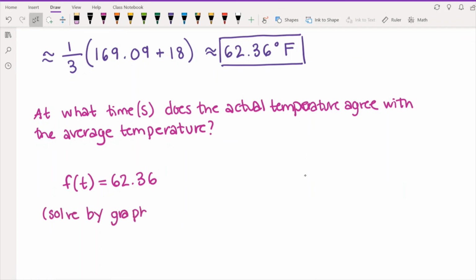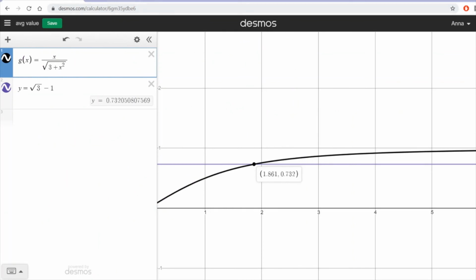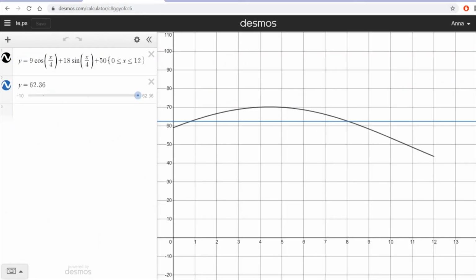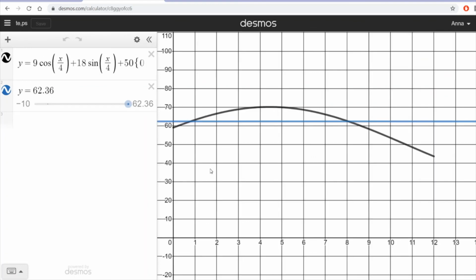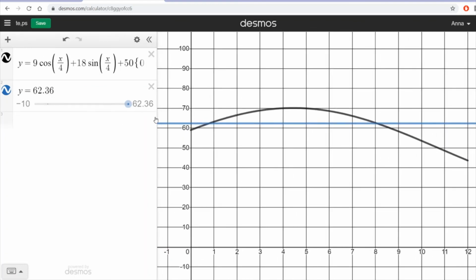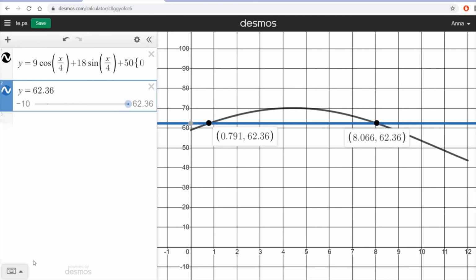And so what I mean by that is basically the same thing that we did in the previous question. So we're going to look at the graph of our temperature function. And so here I have the temperature function graphed in black. And then I have the height of 62.36 graphed in blue. And so we can see that they intersect at approximately 0.791 hours and 8.066. So let me write those down. So 0.791 and 8.066.